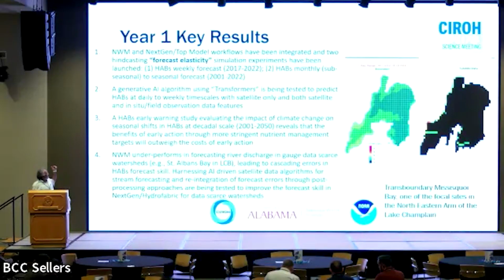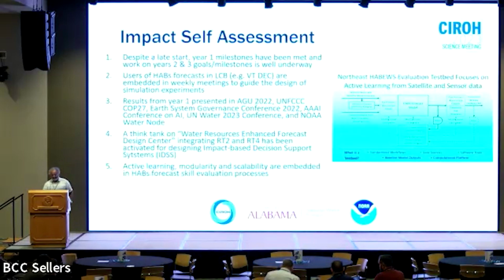We're also looking at long-term forecasts. For example, in one of the studies that we presented at AGU, we found that when we look at the seasonal forecast and the seasonal shifts, the benefits of early action through more stringent nutrient management actions outweigh the cost of early action. This was the work that we're doing with the stakeholders. Also, since we are comparing 2 systems, one a heavily gauged USGS system and the other less gauged, we found that the National Water Model underperforms in the less gauged system.